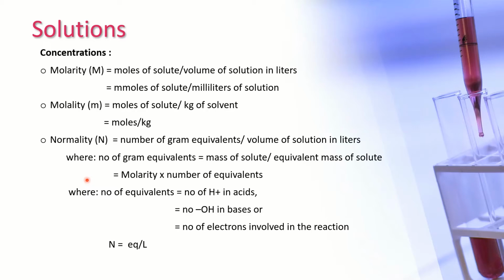Normality can also be calculated with the formula molarity times the number of equivalents, wherein the number of equivalents is equal to the number of H ions in acids, number of OH ions in bases, or the number of electrons involved in the reaction. N has the unit equivalents per liter.